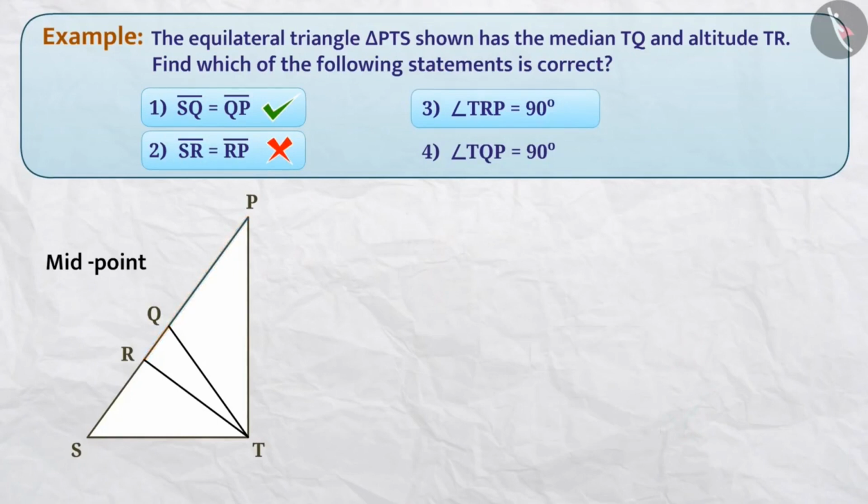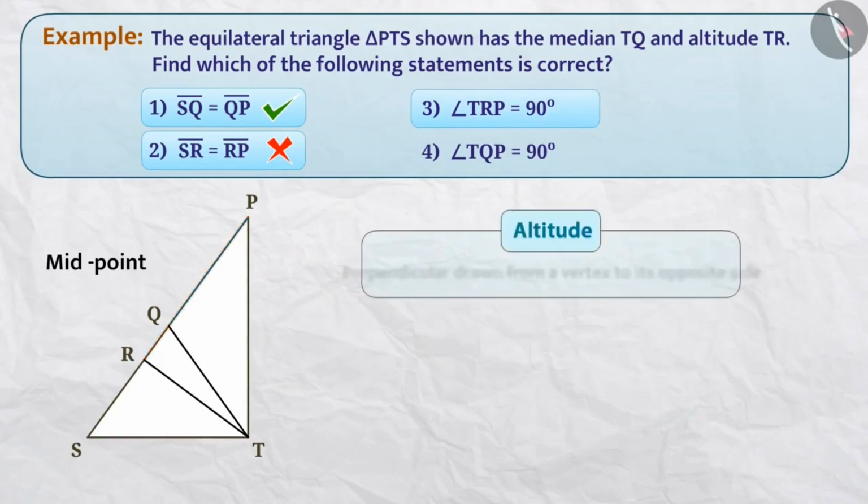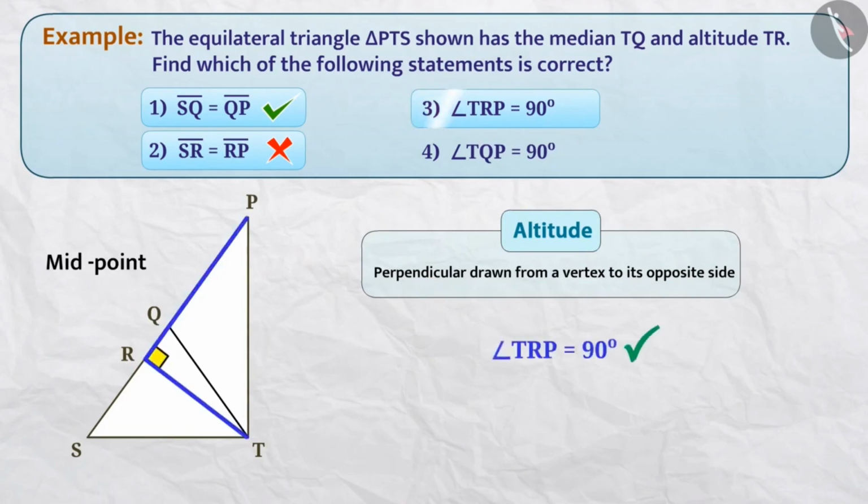For the third statement, we need to understand the altitude. A perpendicular drawn from a vertex to its opposite side is called an altitude of a triangle. In this way, we can say that angle TRP is equal to 90 degrees. That is, the third option is correct. Only one perpendicular can be drawn on a line from a vertex. Since we have obtained this perpendicular TR from the vertex T, there can't be any other line segment which is perpendicular to side SP from the vertex T. In this way, we can say that angle TQP cannot be equal to 90 degrees. Hence, the fourth option is incorrect.